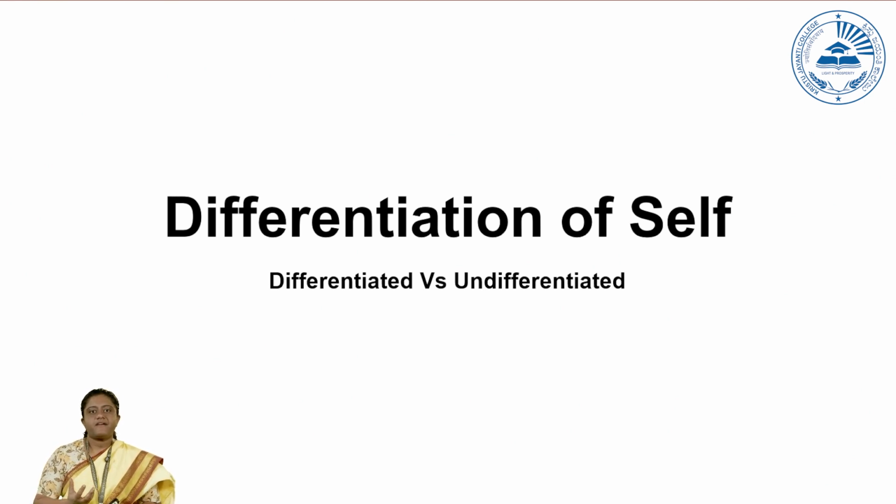So people who have a comparatively more differentiated self are able to separate themselves from that problem and deal with it accordingly. On the other hand, individuals who have an undifferentiated self are more likely to be reactive.